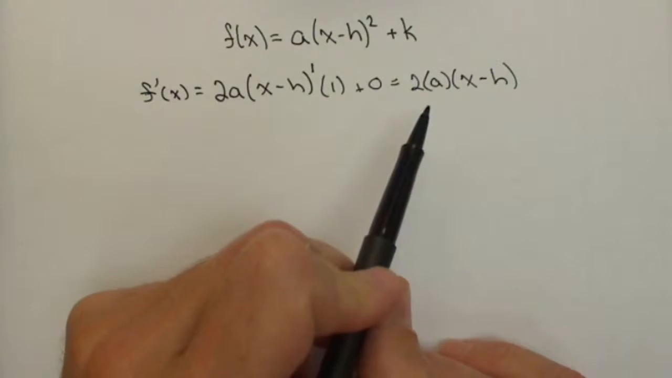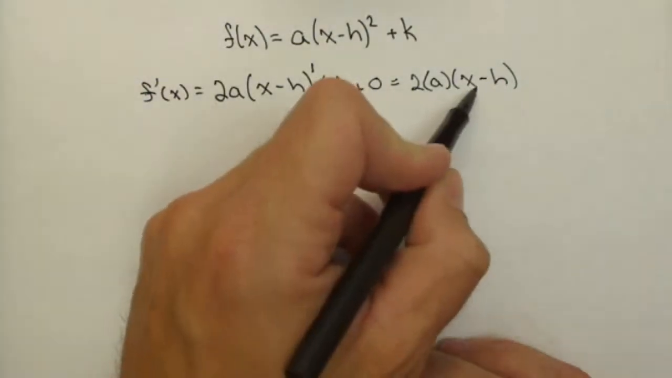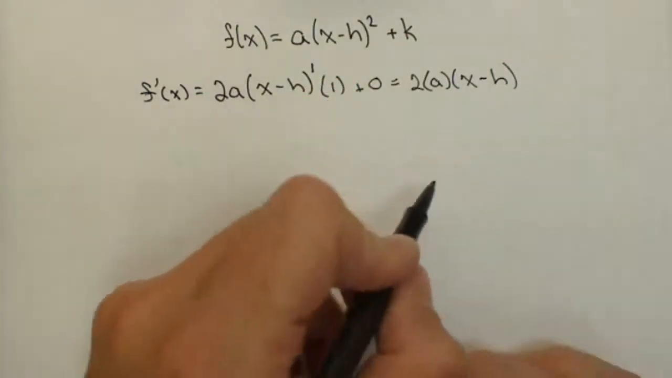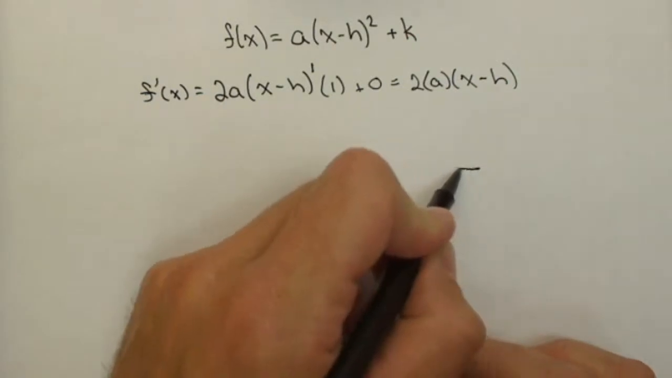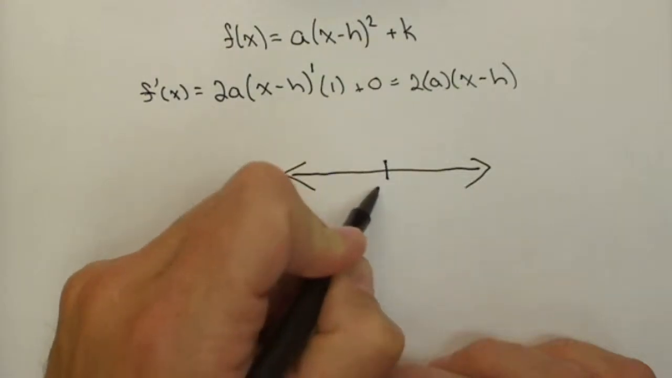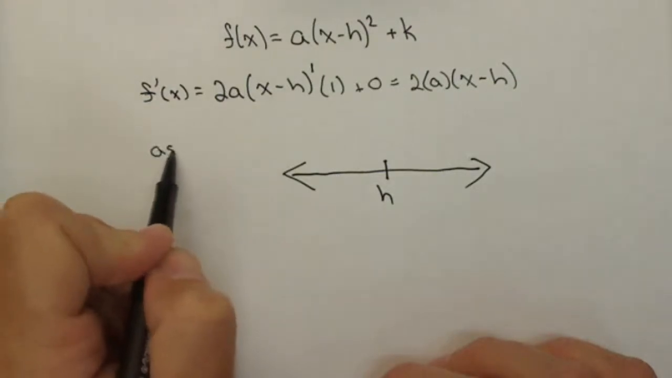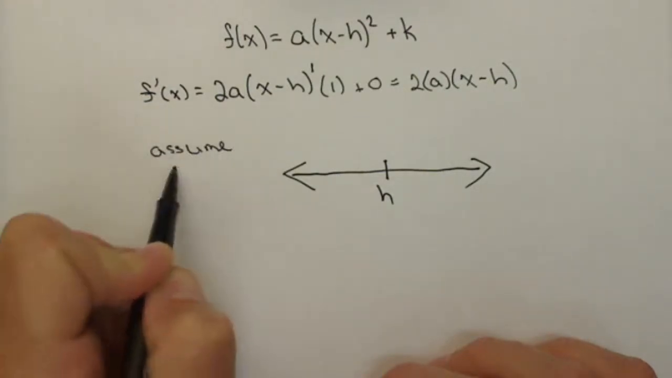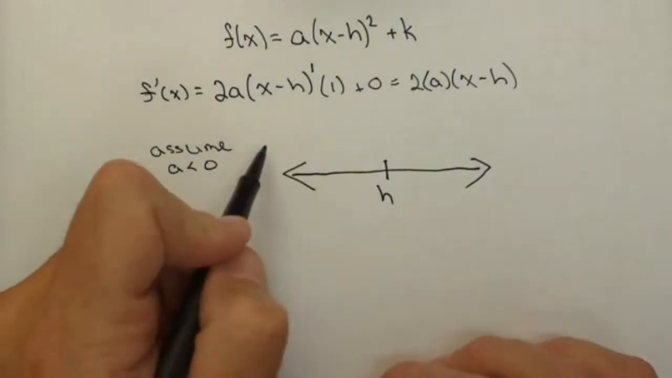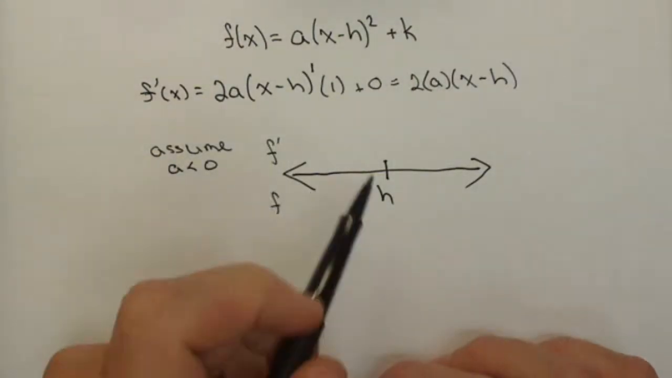Right, so we only have one critical point in this function, and it's at h, because that's the only thing that's going to make the derivative 0. So let's make a sign chart for part C. And what we'll do is we'll label our value of h. Now we're assuming that the a value is less than 0, so we can use that when we test our values. So remember what we do, we test in the derivative, and that gives us what's going on in f.